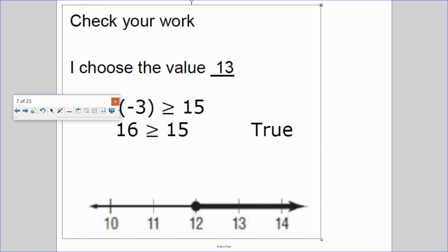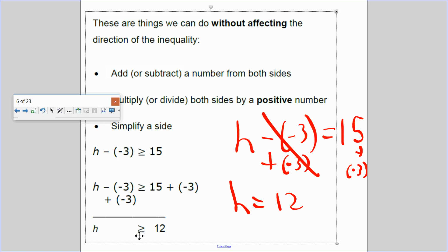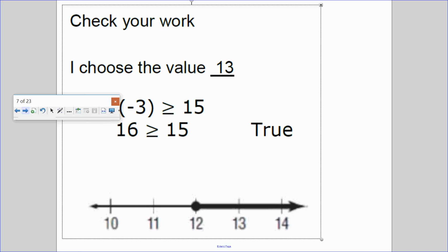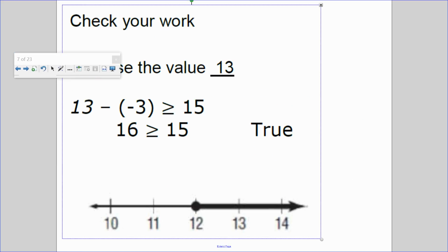So can you think of a number that is greater or equal to 12? For example, like 13. So we plug it back in, substitute back in, 13 minus negative 3. You add the opposite, so it's 16. Is 16 greater than 15? It is true. So I know I did it correctly.